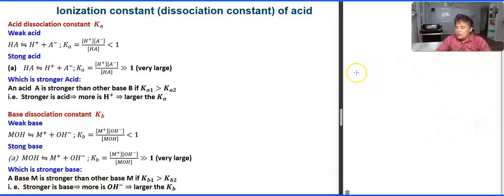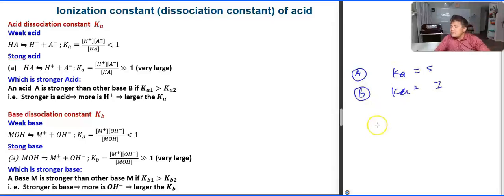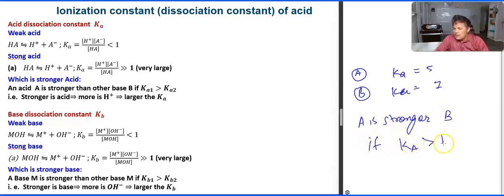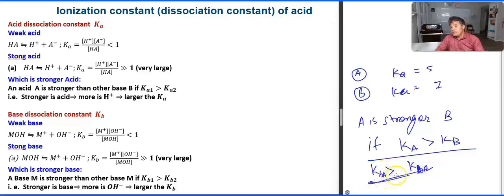For example, there is one acid A. Acid A, its Ka is 5. Other acid B, its Ka is 7. So whose Ka is larger, that is stronger, right? So acid A is stronger than B if Ka of A is greater than Ka of B. Similarly, for bases, if there are two bases and Kb of A is greater than Kb of B, then the base is stronger.